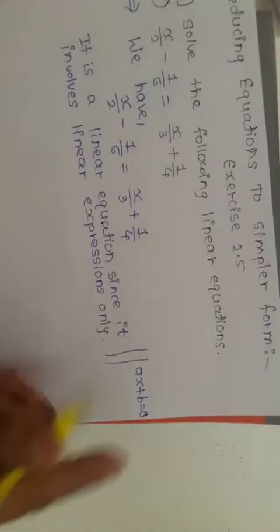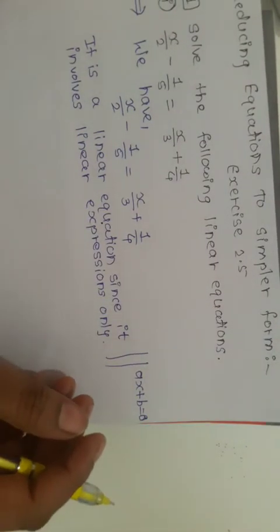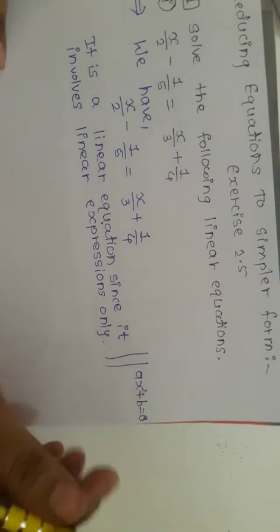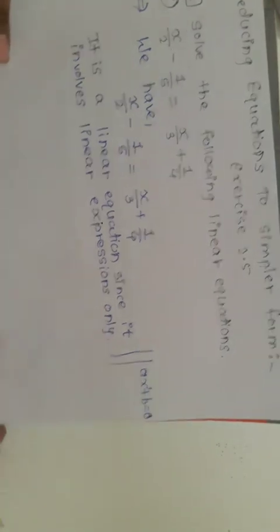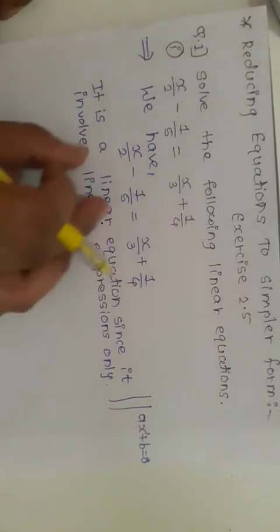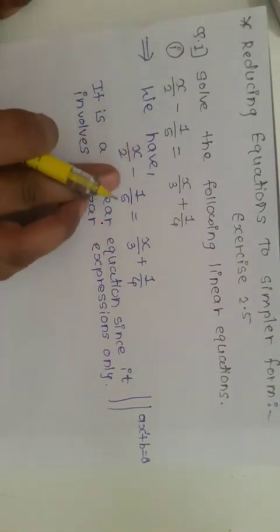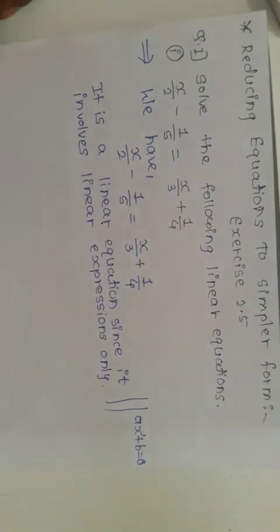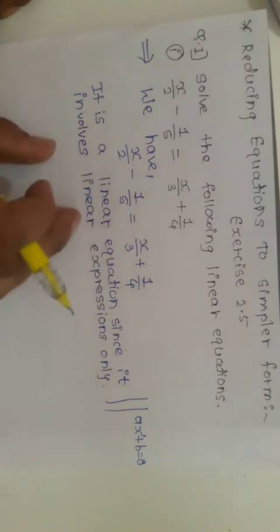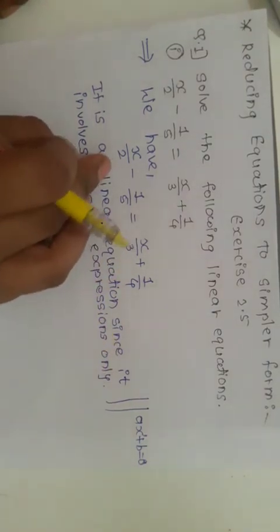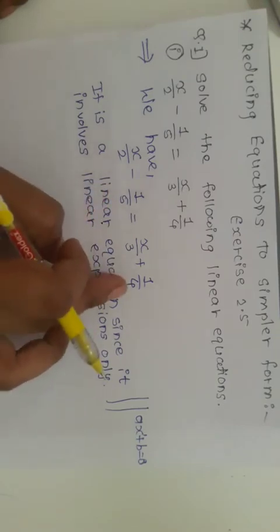The expressions have degree 1 only, meaning the degree of the variable is 1 only here. So this is a linear equation. So how can we find the value of x then? See in this example, x upon 2 minus 1 upon 5 is equal to x upon 3 plus 1 upon 4 is given to us. First of all we collect the similar terms. So transpose x upon 3 to LHS and minus 1 upon 5 to RHS.